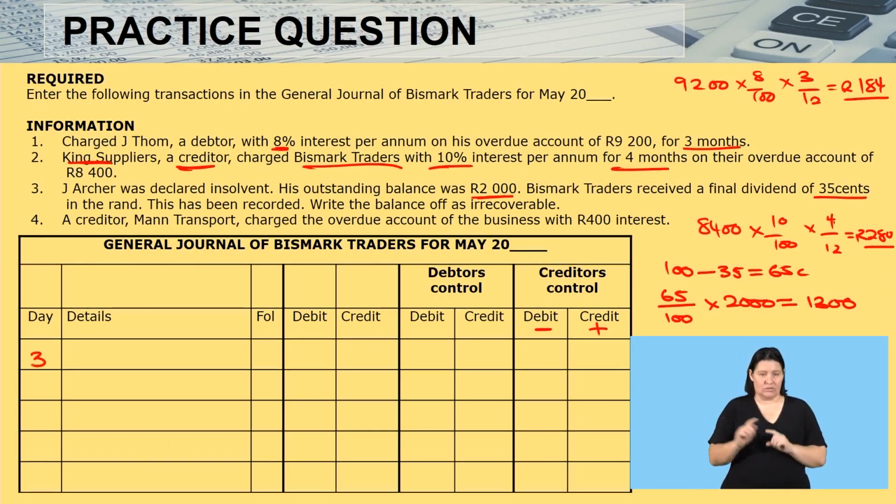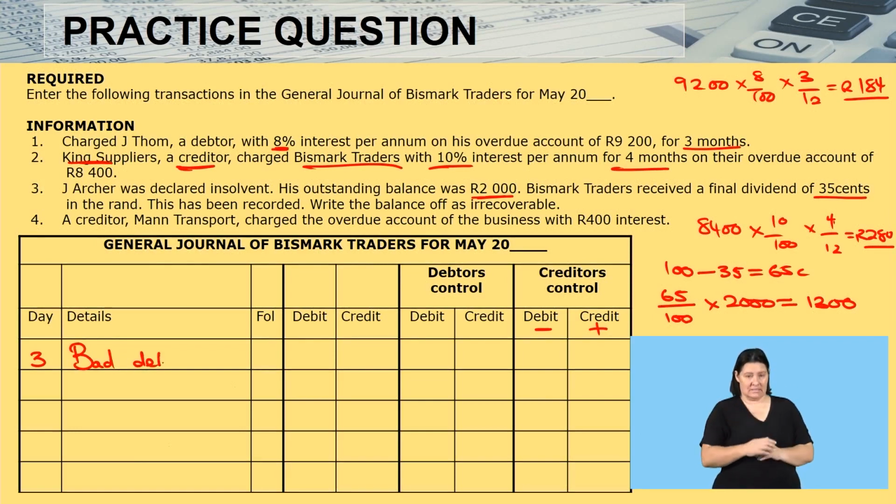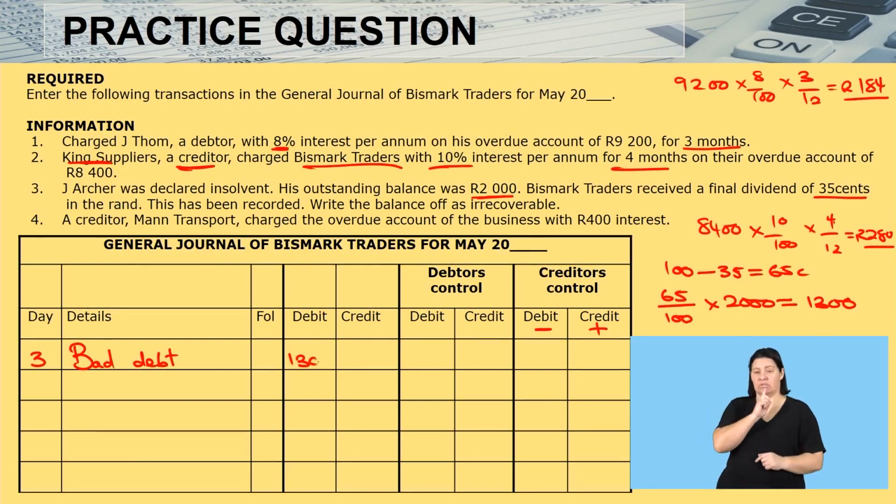I'll come here. Number 3. Bad debts is an expense, so we debit it. Bad debt. On the debit side, 1,300. And the next entry has to do now with the debtor, J. Archer.